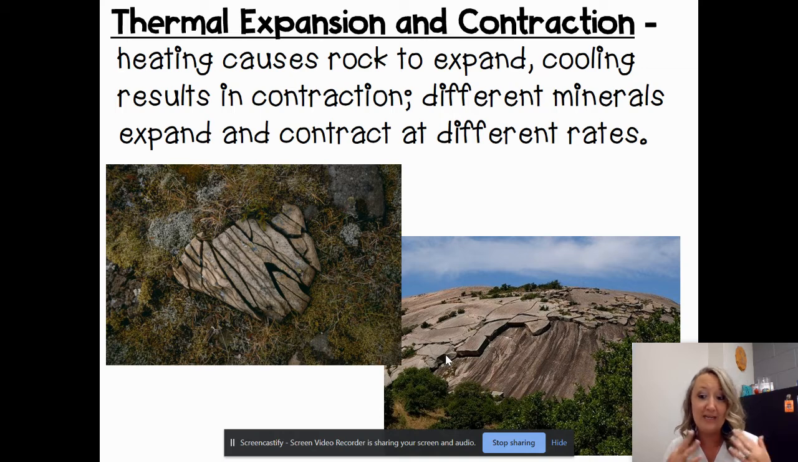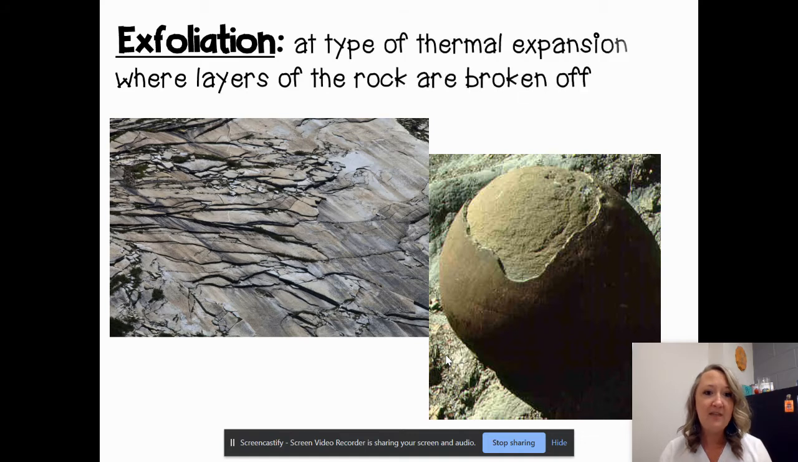Rocks normally expand when they're hot, and so when they're cold, they contract. And so it all has to do with what materials and what minerals each of the rocks contains. This particular type of thermal expansion is called exfoliation. This happens when we have layers of rock that kind of break apart. And sometimes rocks, the way that they form, are layered as well. And so that can cause an even quicker rate of weathering to happen when it breaks off in layers.